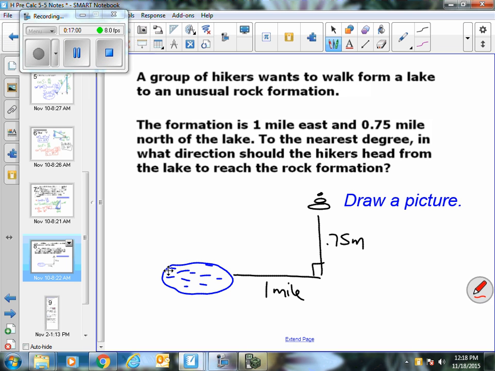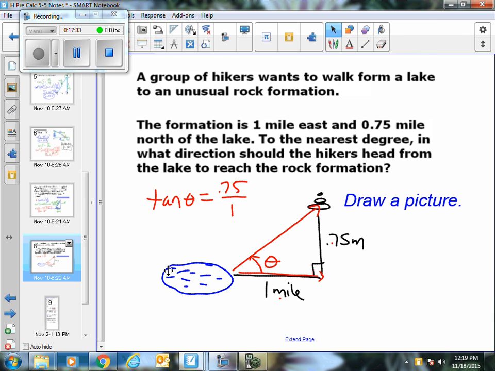All right, what angle direction should they hike to go straight from the lake over to the rock formation? So starting here, measuring to that rock formation, what measurement would that be? That's what they're talking about. So we can create a right triangle out of this to do that measurement. All right, well, let's see what we know. We know the side that's opposite. We know the adjacent, so that would be tangent. So the tangent of theta would be 0.75 divided by 1.